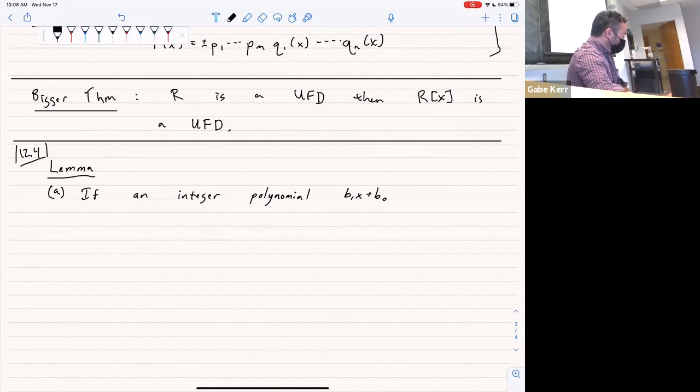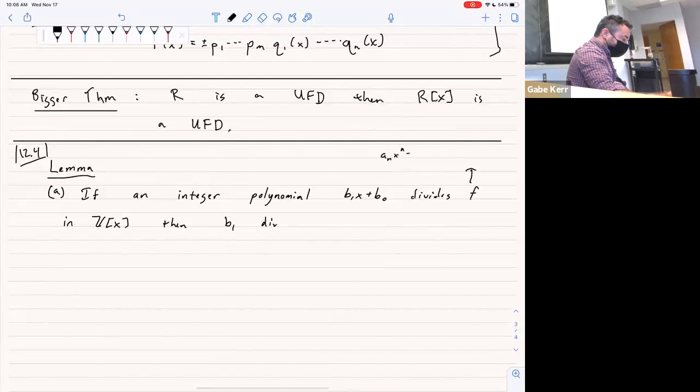Okay, so an integer polynomial, p1 x plus p0, divides f(x). If that happens, then p1 divides an. I didn't write this down. So what is f? f of x is an x to the n, and so that's what it is. Divides, and p0 divides a0.